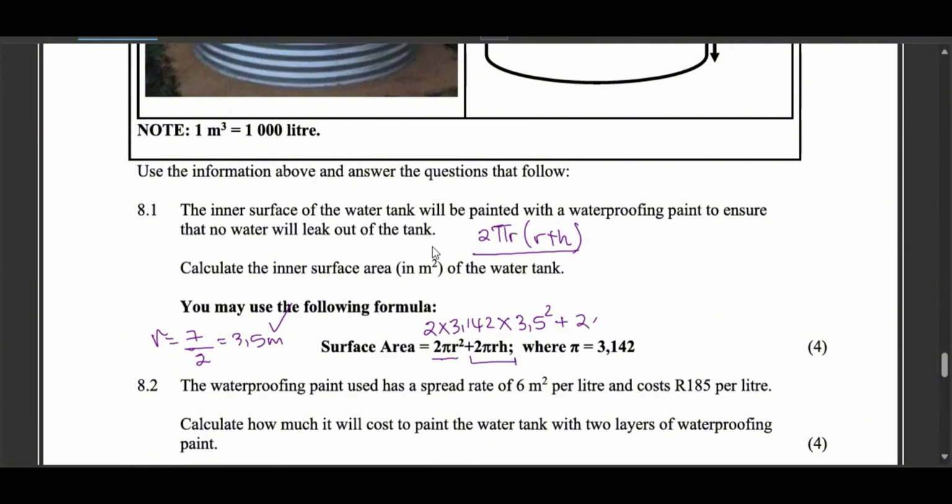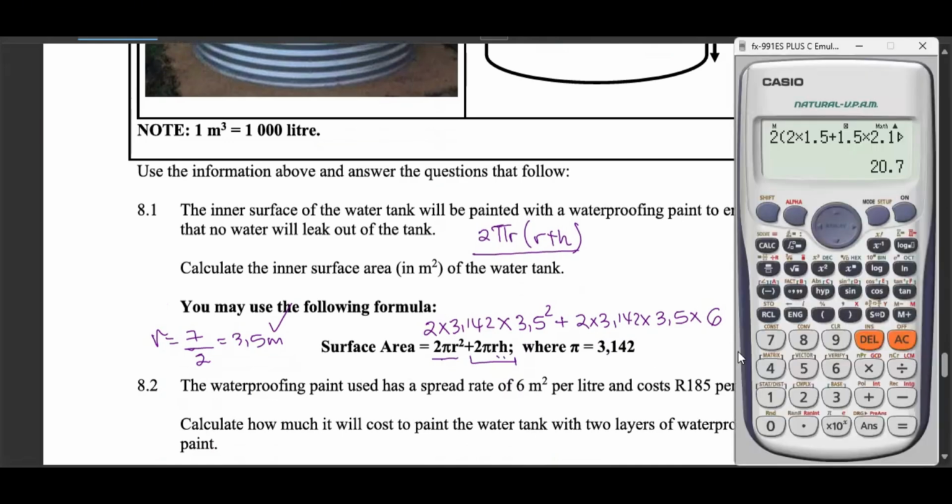The 2, then 3,142 times the radius, which is 3,5, times what's the height? The height, I already saw it up there as 6. Good to go for me. What do I do? I'll pick them and put them in a calculator. Please don't touch the calculator until you've written down what you're going to calculate, until you've substituted.